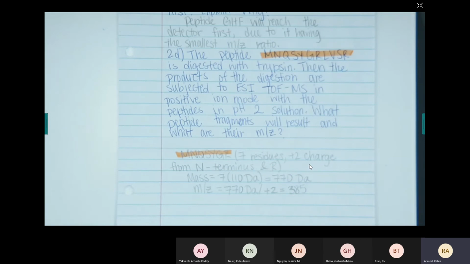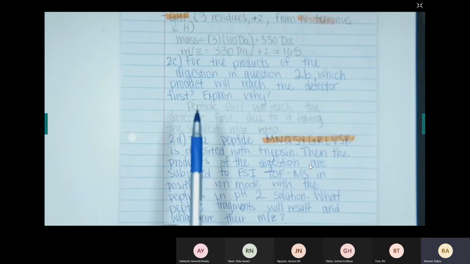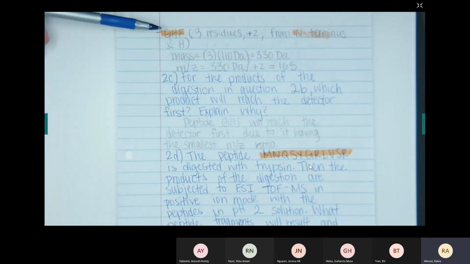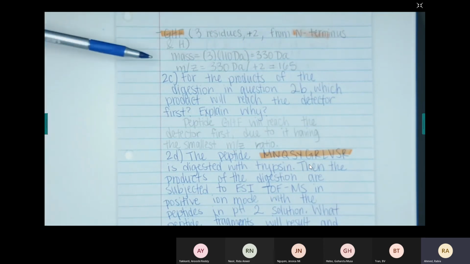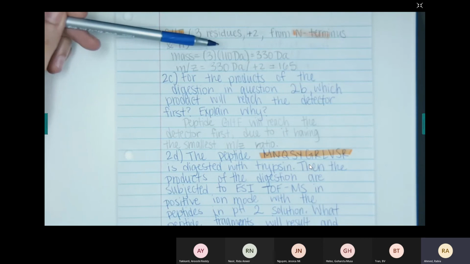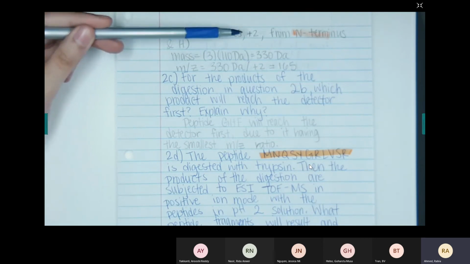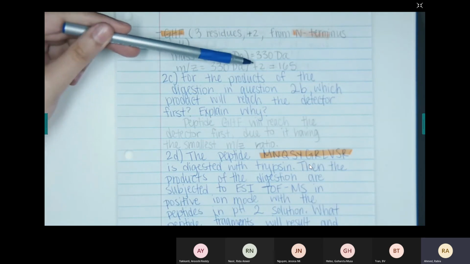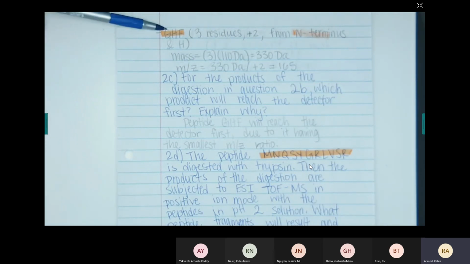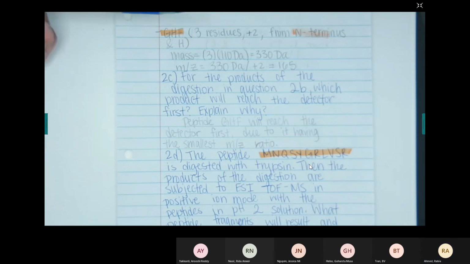And then for the third one, okay, the third one is going to be GHF, which is glycine, histidine, and phenylalanine. So it's going to be 3 residues because there's 3 amino acids, and the +2 charge because of the histidine, H, and the N terminus. And then the mass is going to be equal to 3 times 110 Daltons equals 330 Daltons. And then the M over Z is equal to 330 Daltons divided by the +2 charge that we got from this GHF and the N-terminus as well. And it's equal to 165.